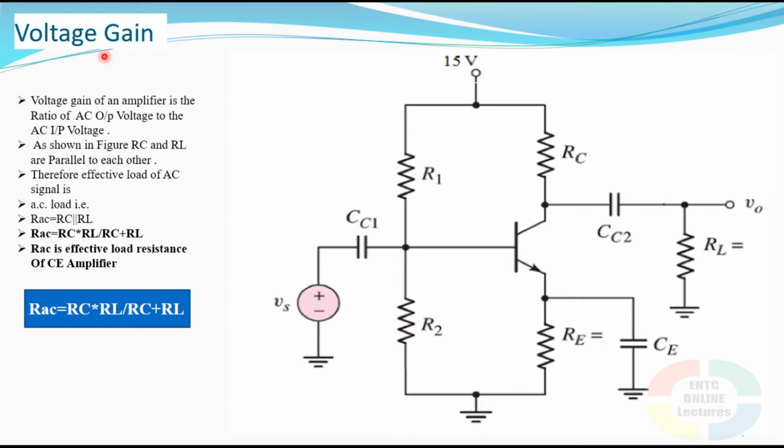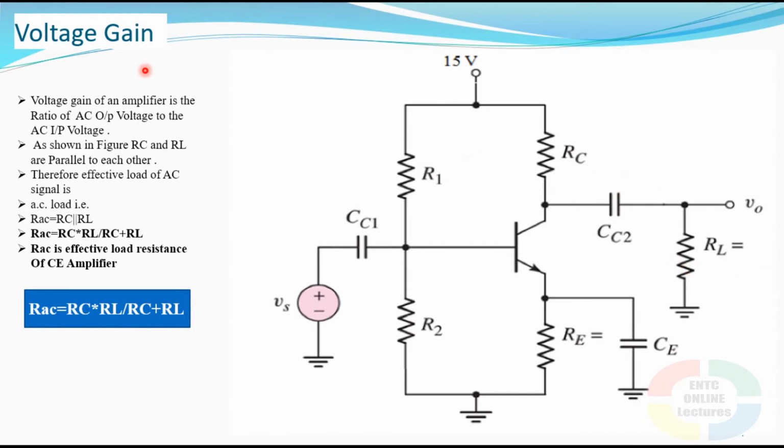Now we can study what is voltage gain. Voltage gain of an amplifier is the ratio of AC output voltage to the AC input voltage. As shown in the figure, RC and RL are parallel to each other, where RC is the collector resistor and RL is the load resistor. These two are parallel to each other.